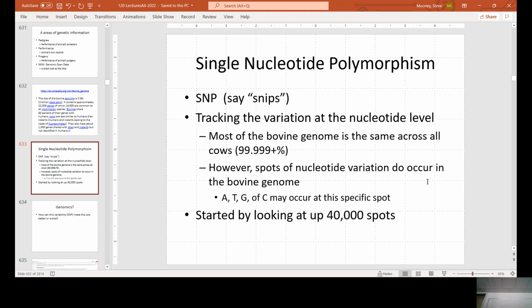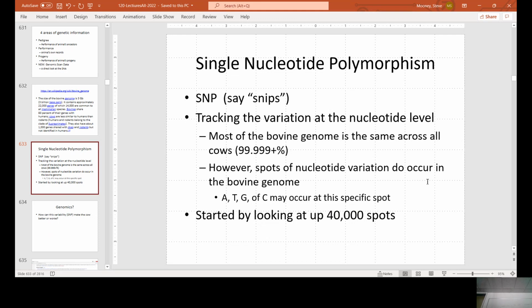So tracking the variation at the nucleotide level, most of the bovine genome is the same across all cows. 99.999 plus nucleotides are the same for all the animals. Why do you think that might be? What if it was only the same in, say, 97% of the spots? It would be a banana. They're cows, they're the same, they have to have most of the same stuff.